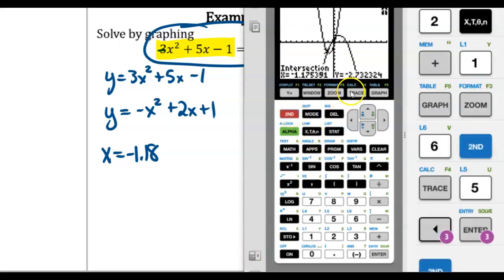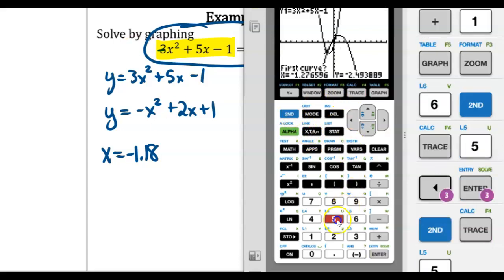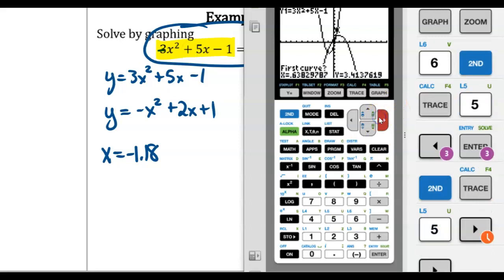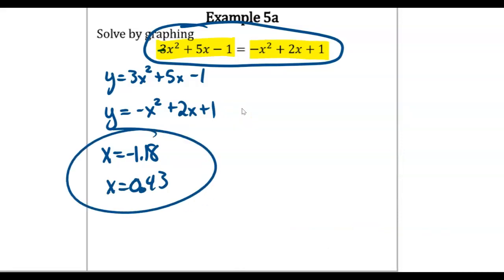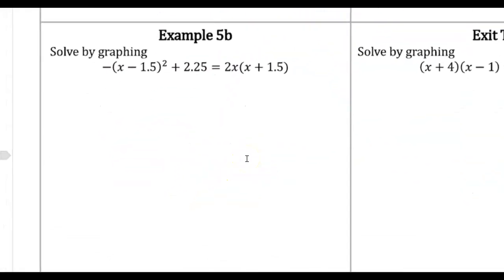So now let's do it again. Find the other intersection. Go to second, calc, intersection, and scoot over closer to the other intersection and hit enter, first curve, enter, second curve, enter for guess. And so it is 0.43. And those are my two solutions. Okay, let's try another one.